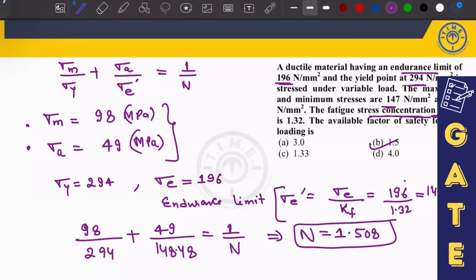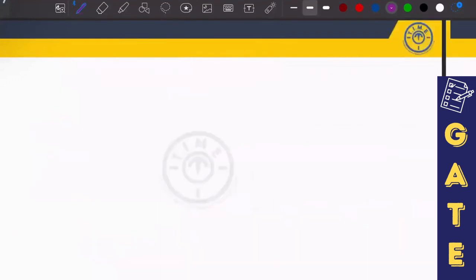Very good. This is the energy which I want from your side. Okay, so the correct answer for this question is 1.508, which is approximately 1.5. Fine. So let's move to the next question.